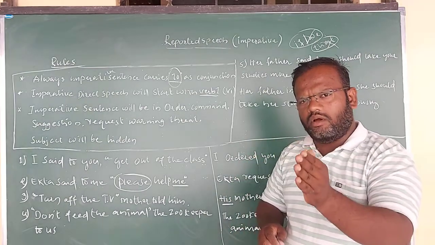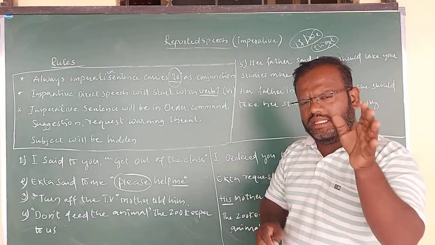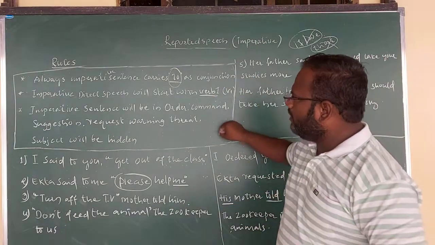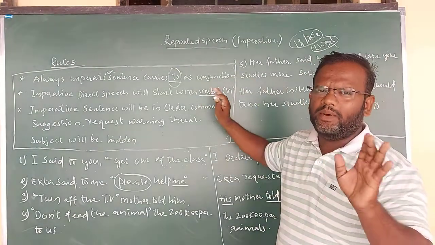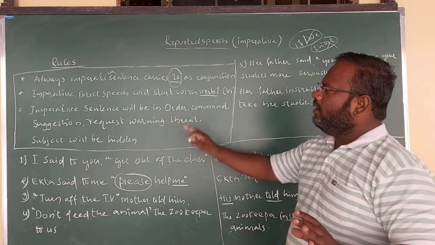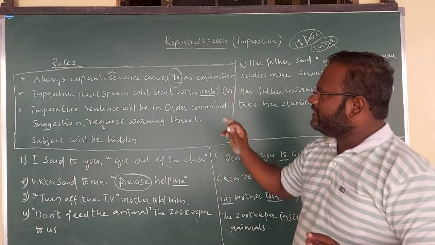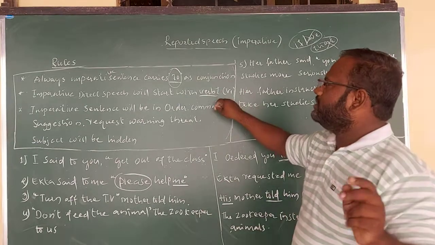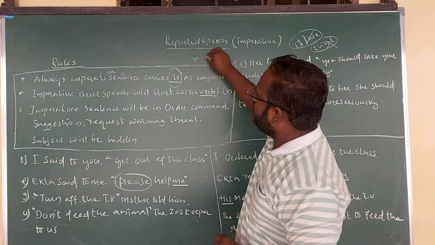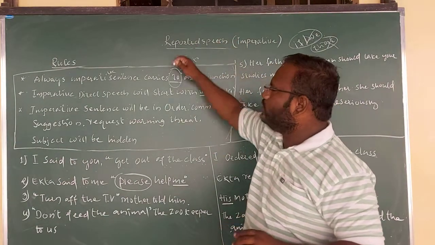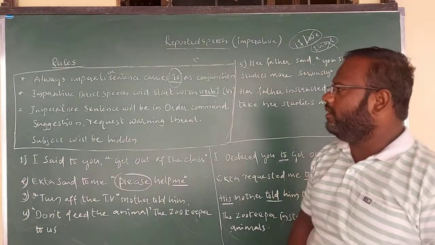It will be soon after the verb, or it will be hidden in the verb form itself. Hope you have remembered all the rules of imperative sentence. Let me recall one more time. Always the imperative sentence carries "to" as a conjunction, TO2, not TWO or TOO. TO2 as a conjunction. Okay.